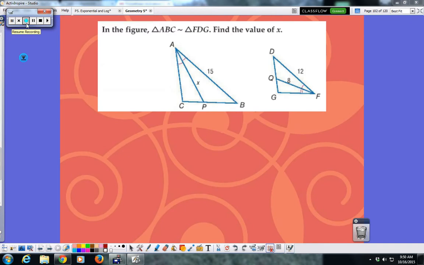In this problem, it says that ABC and FDG are similar. And notice what they give you. They give you an angle bisector in this case. How do I know it's an angle bisector? Because that and that's the same. Because that and that's the same. I do know that angle A and angle F correspond.